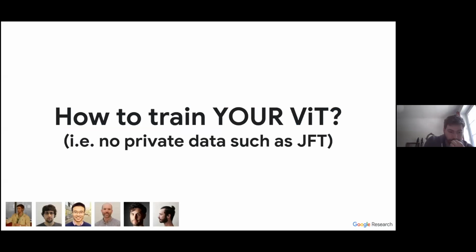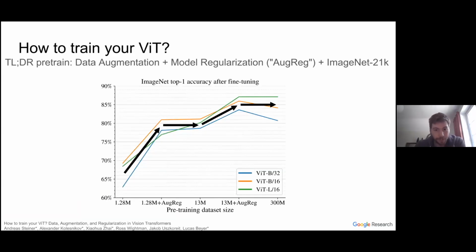Okay, so this was all cool, but this is not useful for the majority of people because nobody has 3 billion images lying around, right? Nobody can train forever on huge models. So then we asked the question, how would you train your ViT if you don't have these things? And we investigated this quite in depth in another recent paper that is called How to Train Your ViT. And I'm just going to give you a few TLDRs out of that.